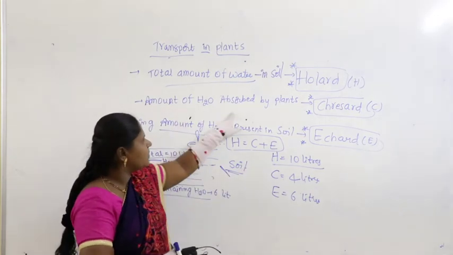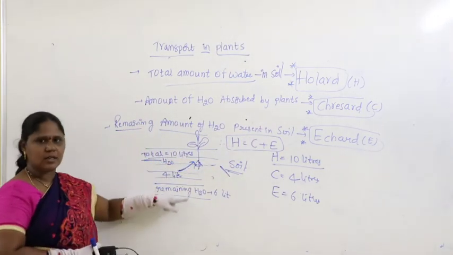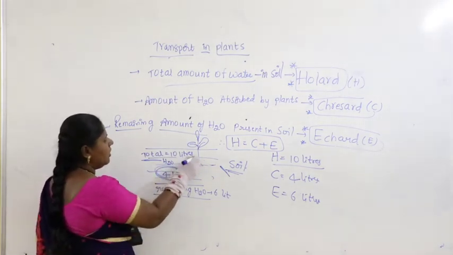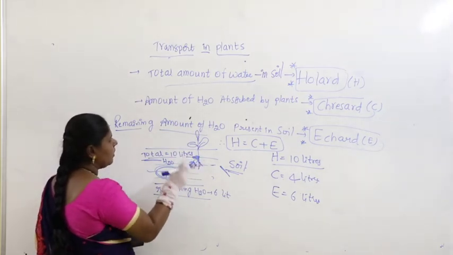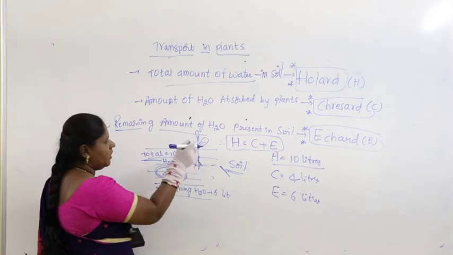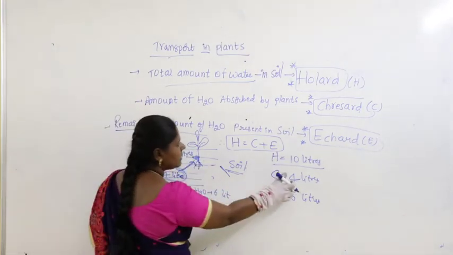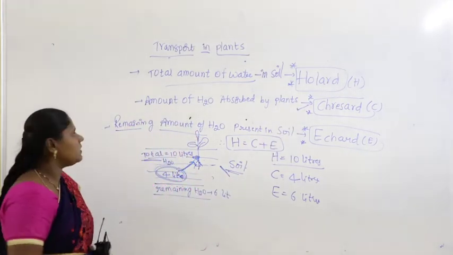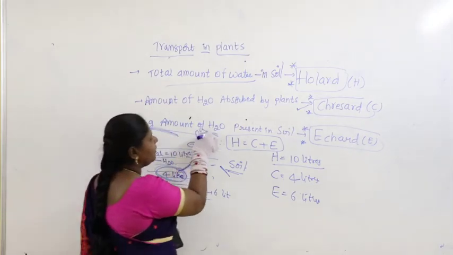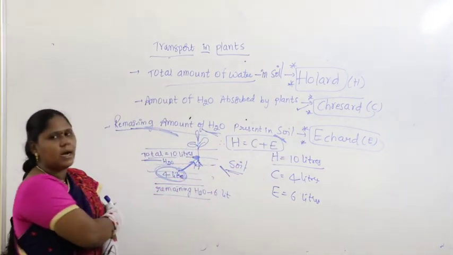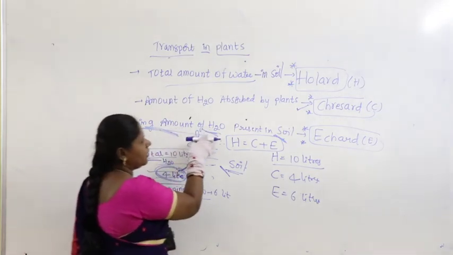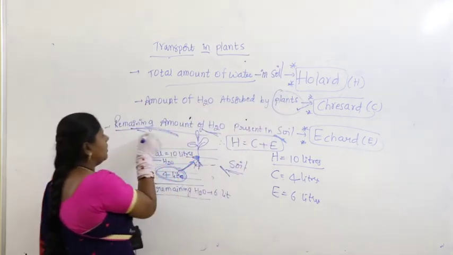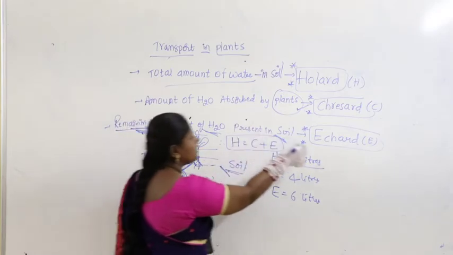In this 10 liters, what is crescent? Crescent is the amount of water absorbed by plants. Out of the 10 liters here, 4 liters of water is absorbed by the plant. So this 4 liters of water absorbed by the plant is called crescent. After absorption of water by the plants, the amount of water left or present in the soil is called Icard. The remaining, left out water present in the soil is called Icard.